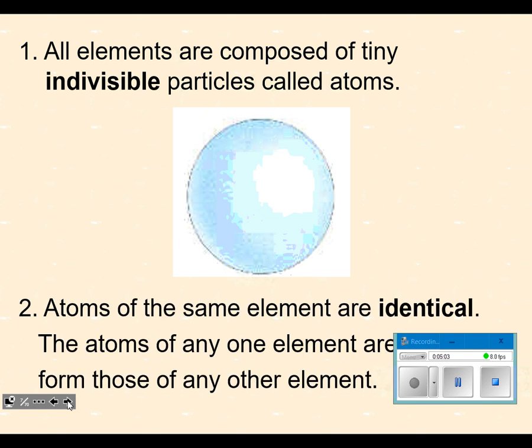The second part of Dalton's atomic theory said atoms of the same element are identical to each other, and the atoms of any one element are a different form than those from any other element. So they're specific, kind of like our DNA is specific to us. Atoms are specific to an element.